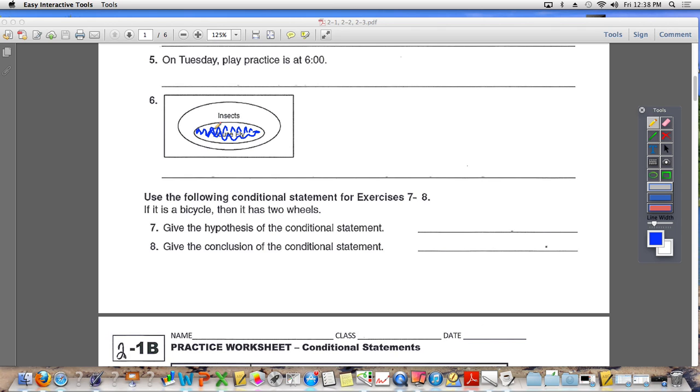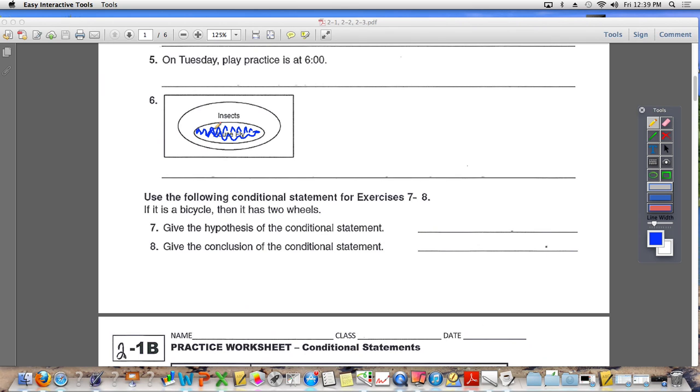A housefly is an insect. Is an insect a housefly? No, because the insect oval is much larger, so there might be more insects that are not houseflies. But every housefly is an insect.